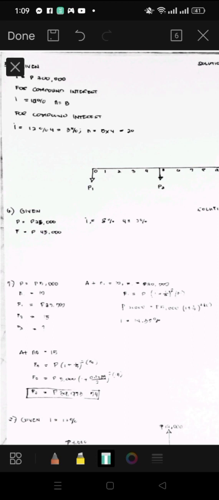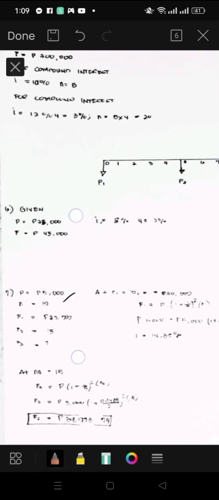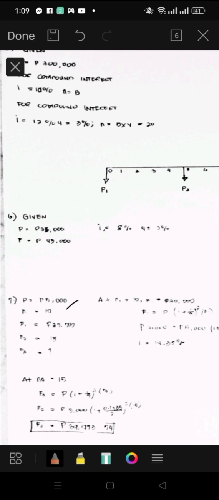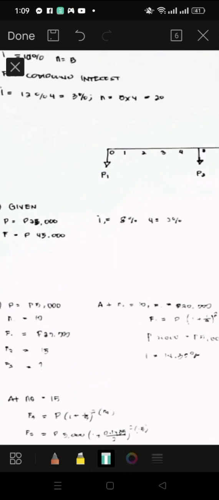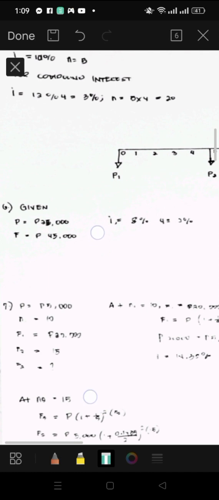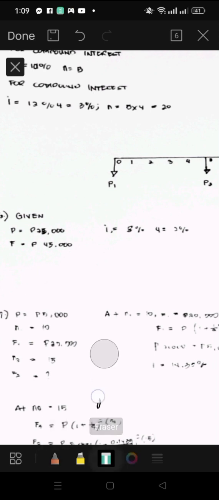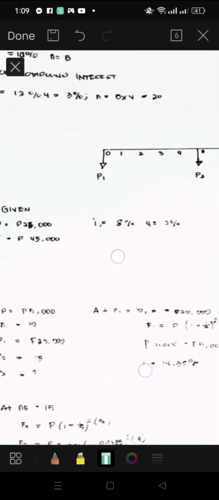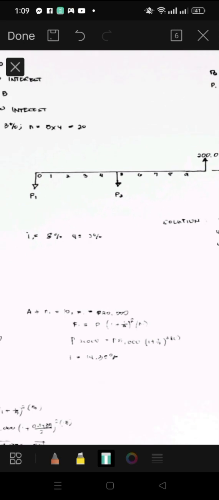The solution is P is equal to 5,000. It is a principal. Then n1 is 10, and F1 is 20,000, then n2 is 15, and F2 is unknown and required. So what is the amount at the end of 15 years? So here is the solution for compound interest.